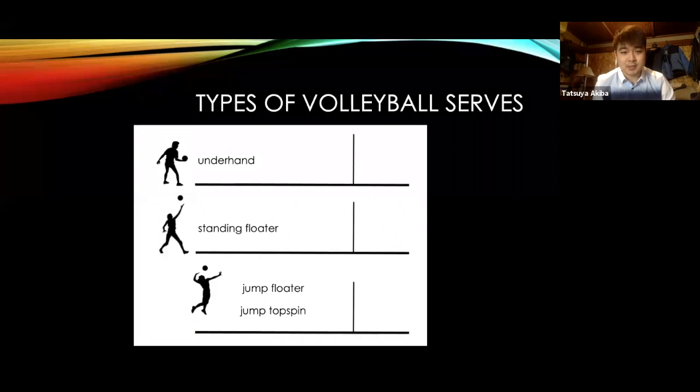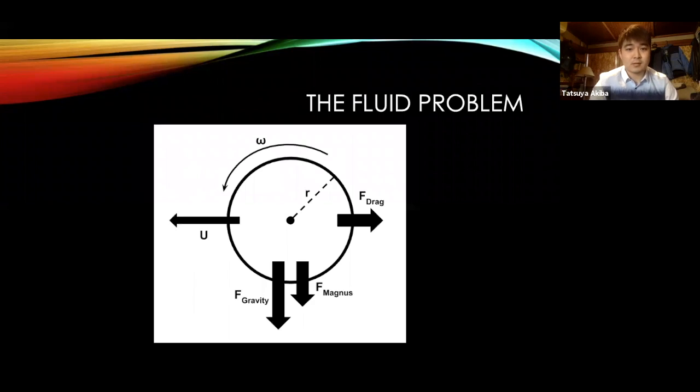Okay, so let's take a look at the types of volleyball serves that were taken into account for our project. The four serves were the underhand, the standing floater, the jump floater, and the jump topspin serves. To characterize the fluid problem a little better, here I've drawn a free body diagram. The three forces acting on a spinning volleyball are gravity, the Magnus force, and the drag force. So let's talk about the drag and Magnus forces a little more.